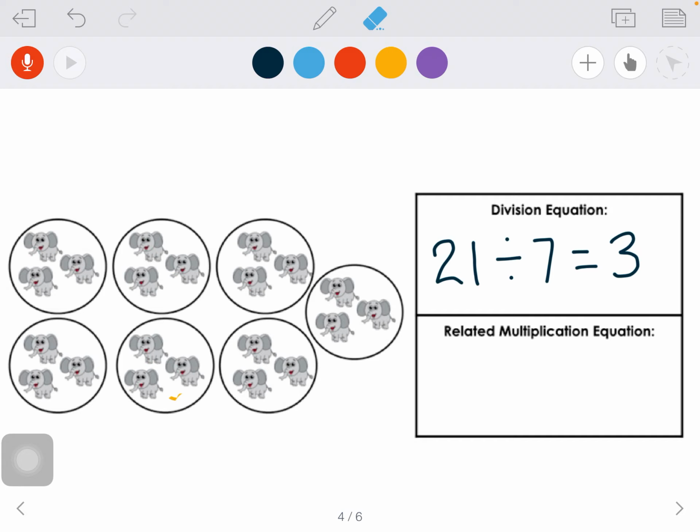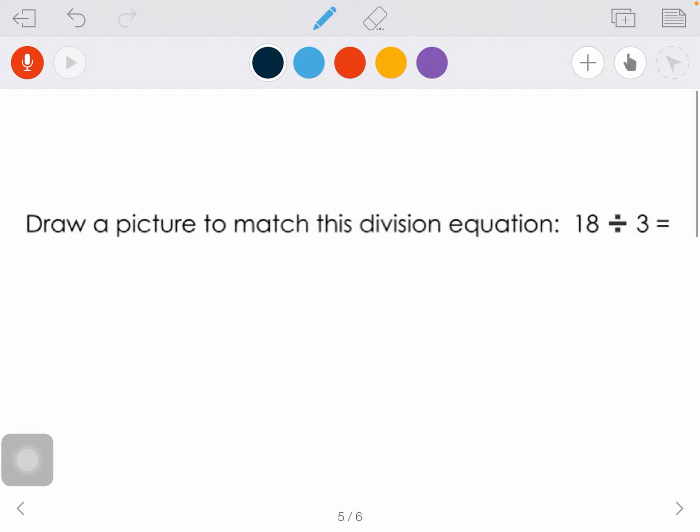Okay, think to yourself, how can I turn this into a multiplication equation? That's a related fact family. How many groups do we have? 7. How many elephants in each group? 3. 7 times 3 equals how many elephants? 21.